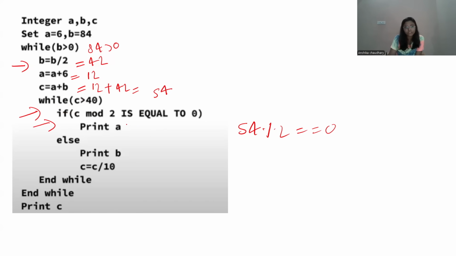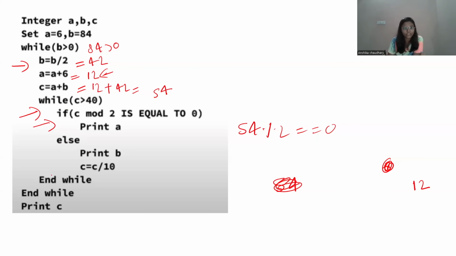Just a minute. c modulus 2 is equals to 0. So print a. So 54 will be printed. All right. Print a. So a value is 6, right? Somewhere we have updated the value of a, na? Yes, here we have updated the value of a. So a value 12. So print 12. So it will print 12, right?